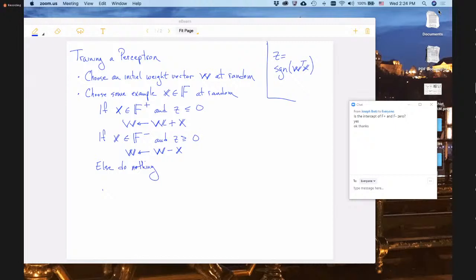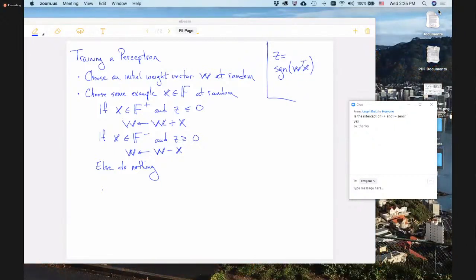Any questions? That's the whole algorithm. And then, like I say, you loop through the data. You would loop multiple times until convergence. So this is not a single pass algorithm. But I want to see now if there are any questions about the algorithm.